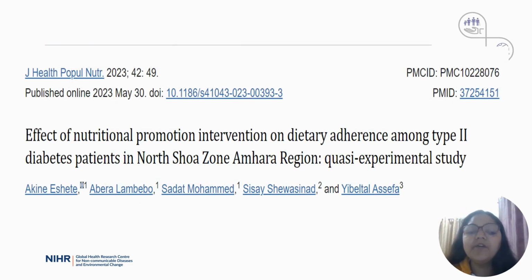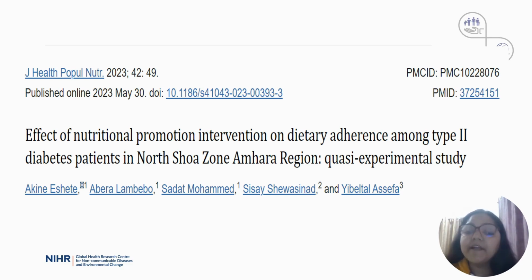For example, look at this study, which talks about the effect of nutritional promotion intervention on dietary adherence among type 2 diabetic patients in a specific setting. So, the target population of interest are type 2 diabetes patients. The factor they are trying to study is nutritional promotion intervention, and they are trying to look at how this factor affects dietary adherence, which is our outcome of interest.